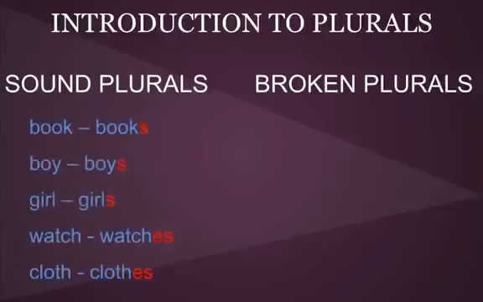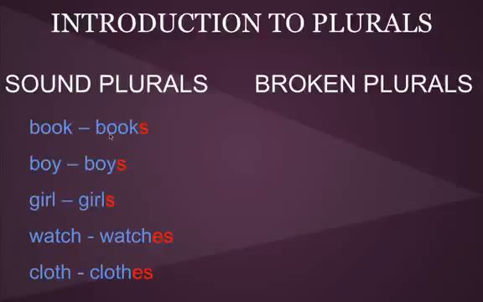If we see here, we've got book. How do we make a plural? We add a suffix, s, and we make it books. Boy becomes boys, girl becomes girls. Watch, so we add es. There are different combinations we use, but the thing to note here is that the original word book remains the same in plural form. There is no change in the word, and what we add is just something to the original word. So the word is sound, it has not been broken. So that's why it's called sound plurals.